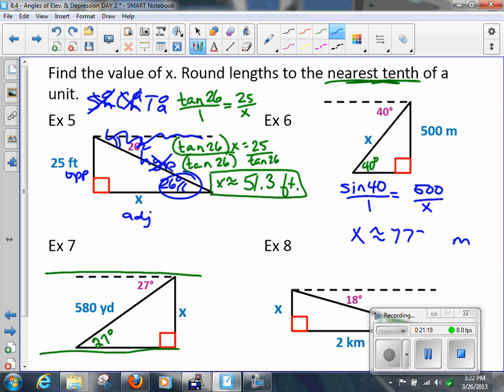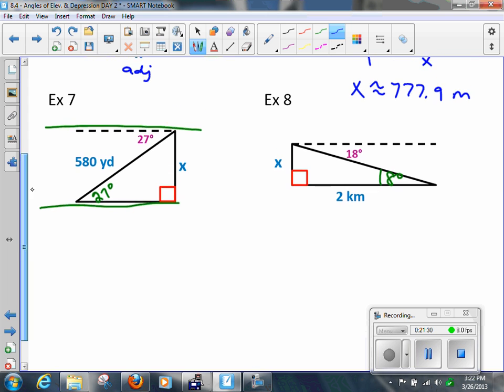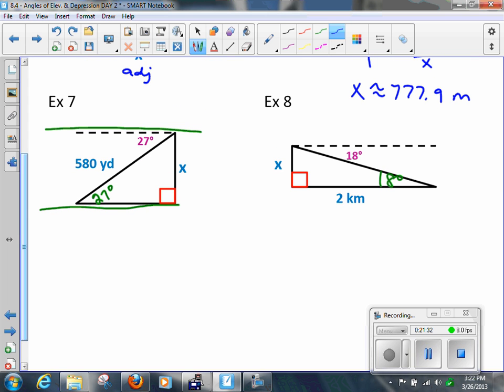It'd just be awesome if it was 777.9. Guys, what I'm doing is I'm giving you the proportion. I'm expecting you to get that proportion correct. All right, for example, 7, it's going to be sine of 27 over 1 is equal to x over 580, which is going to give you x is approximately 263.3 yards.